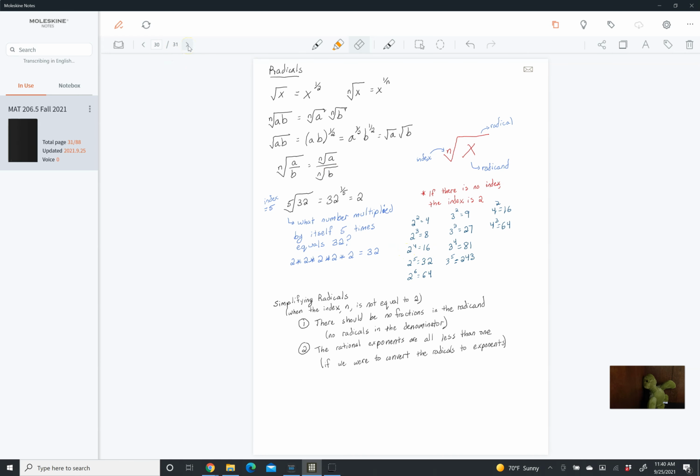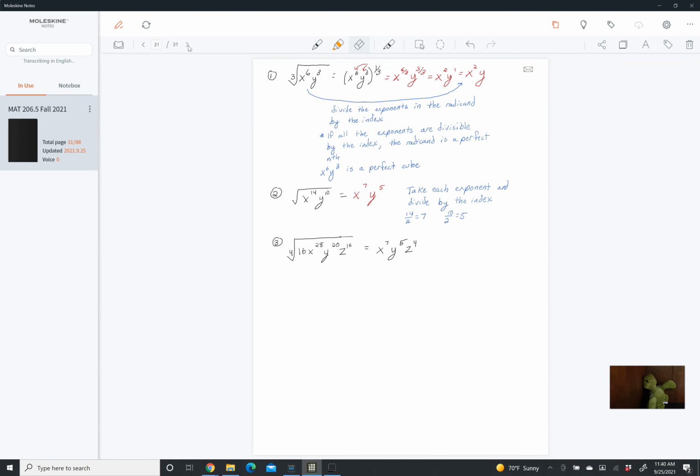So this final answer, and I'm going to box this because I forgot to put it in red. Sorry about that. This is your final answer. And we get this because 2 to the 4th is 16. So 2 to the 4 equals 16. That's where the 2 comes from.